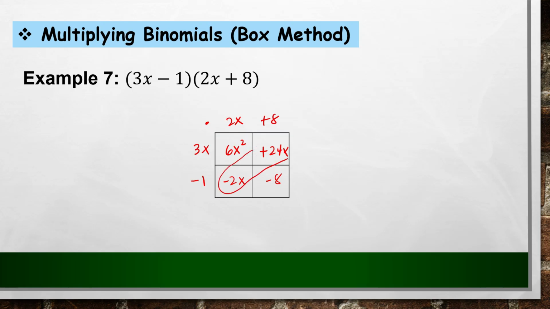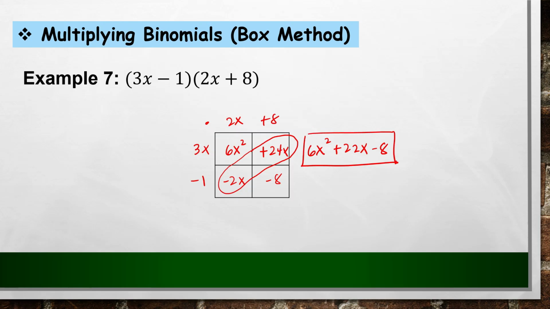And again, combine the terms that are similar. So this is 6x squared plus 22x. 24 minus 2 is 22. Then minus 8. So that's the box method.